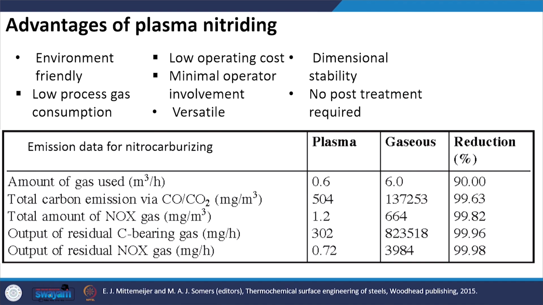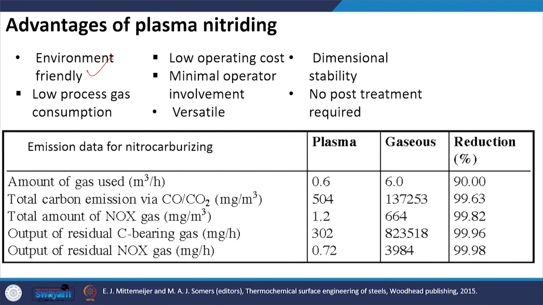With this, I want to come to one important slide here. Why plasma nitriding? Because we discussed that you can do gas nitriding also, and you can do salt bath nitriding also. The advantages of plasma nitriding are listed here. First of all, it is environment friendly. You are not using any gases which are harmful to the environment. You are using nitrogen and hydrogen, and making a plasma, as compared to ammonia, and it consumes a very small amount of gas as compared to gas nitriding. It is also low operating cost, operator involvement is less, and it is very versatile.